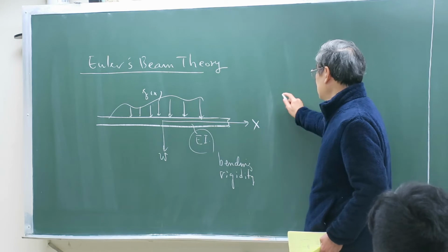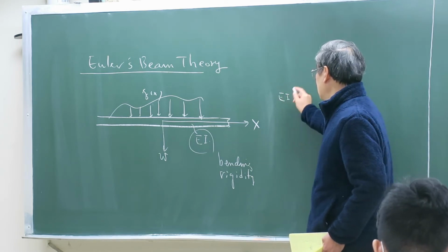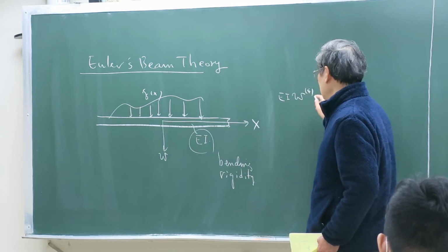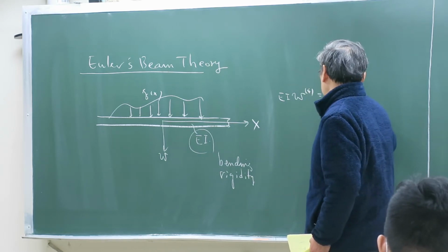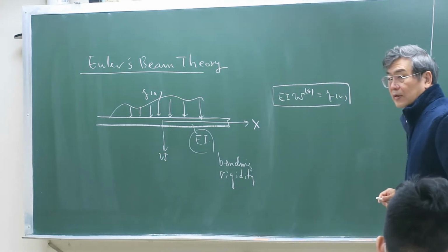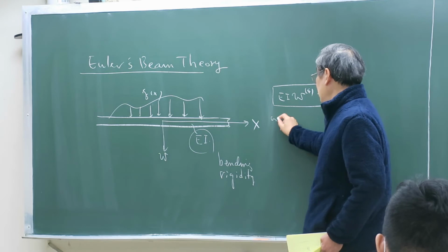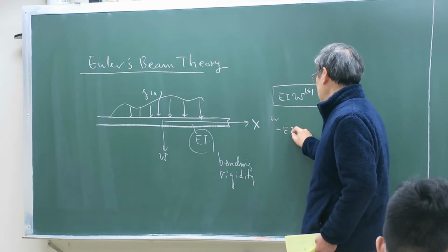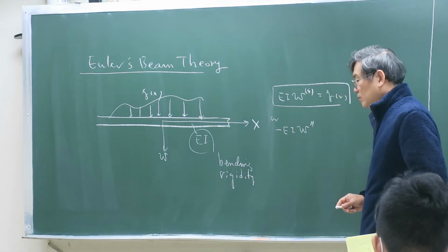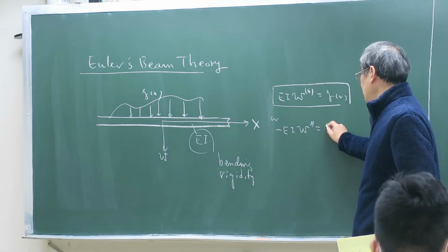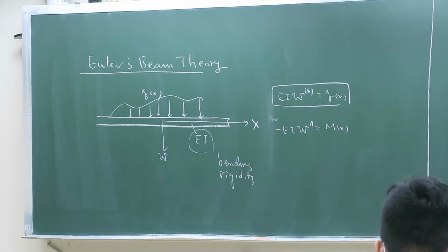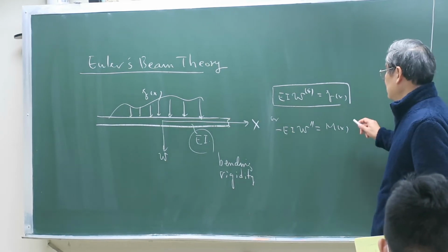So the Gaussian equation is EI W fourth derivative equal to 2x. This is my Gaussian equation. Or you can write minus EI W second derivative is equal to moment. Okay? Right? So these are my two types of equation.